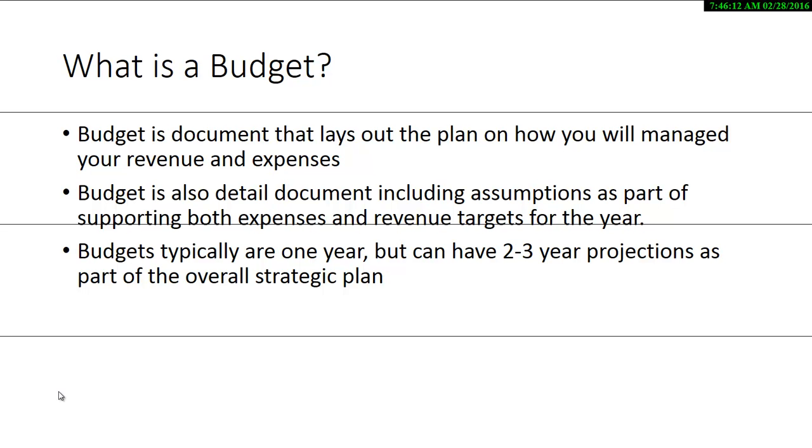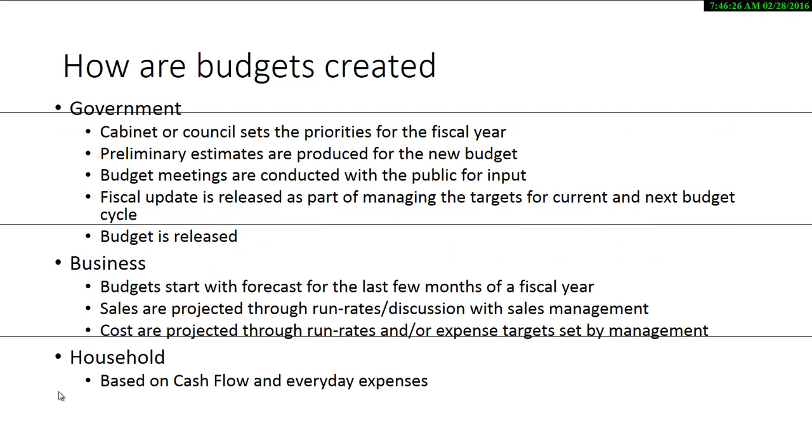And basically, it's a detailed document with assumptions in it that shows you how you're going to achieve those targets. Typically, it's about 1 year, but you could have a strategic plan which goes out to 2 to 3 years, but you'd never normally see it go beyond a couple years.